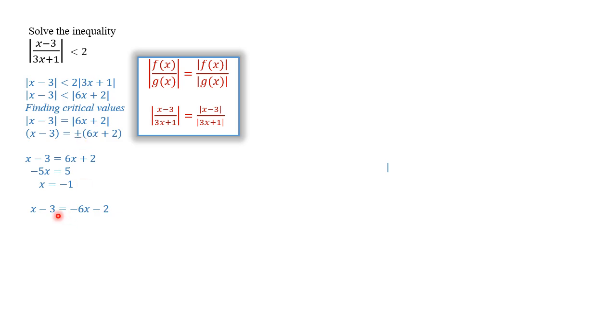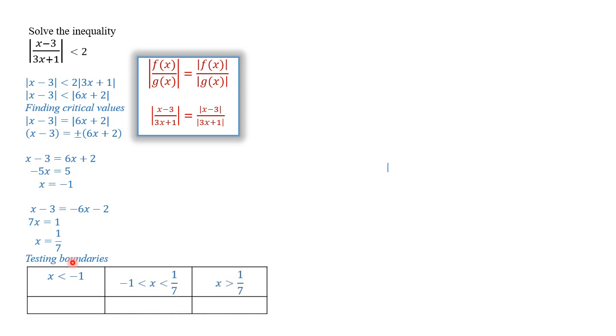So it's going to be x minus 3 is equal to minus 6x minus 2. The minus will affect everything inside the bracket here. Then we solve. We are going to have x is equal to 1 over 7 as your critical values. So the next thing is to test these critical values on the table here.